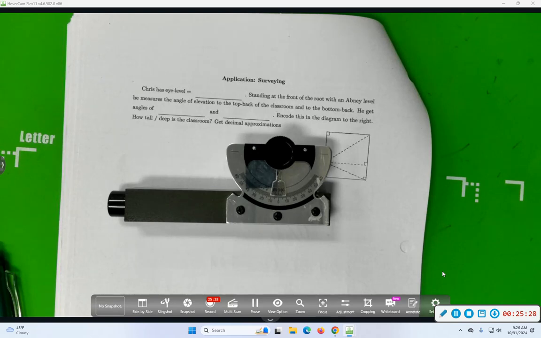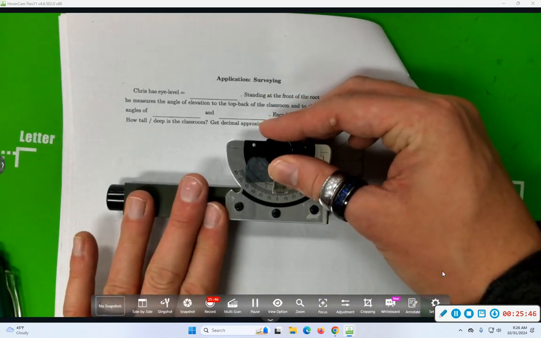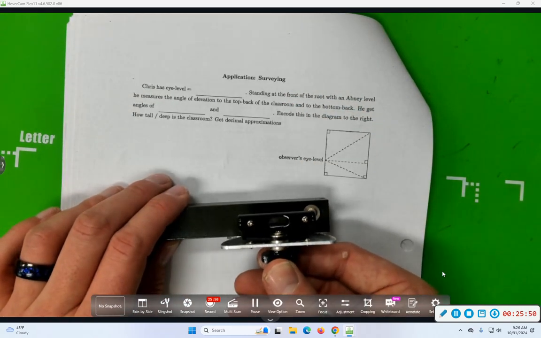Let's use this. So what does this thing have in it? It's got a looking tube that you can look through. It's got a little dash in the middle so you can actually point it at the thing you want to. It's got a rotatable dial that has measurements in degrees. And it's got a little leveling bubble with a mirror so you can see it.